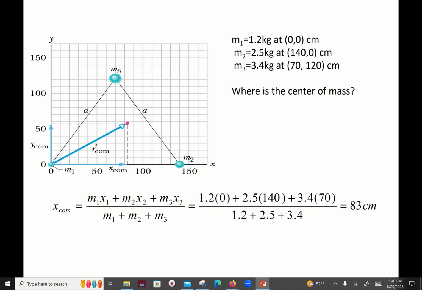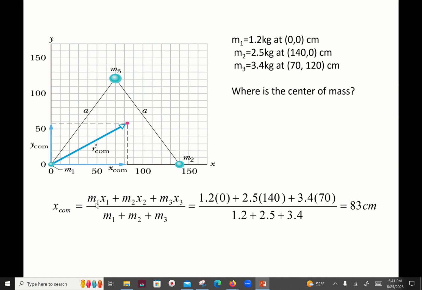So here's an example where I've got 3 masses. M1 is at the origin, X equals 0 and Y equals 0. M2 is at X equals 140 and Y equals 0. And this is in centimeters, so I need to put that into meters. And X3 is at 70 and Y3 is at 120. So I want to find the center of mass. Okay, so the center of mass we know is going to be somewhere in the center of that triangle. Let's figure out where it is.